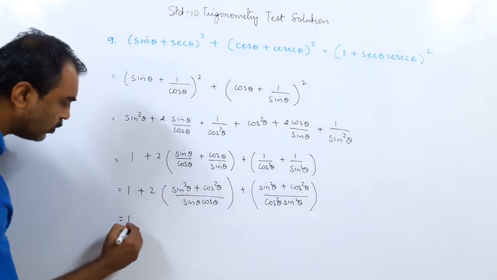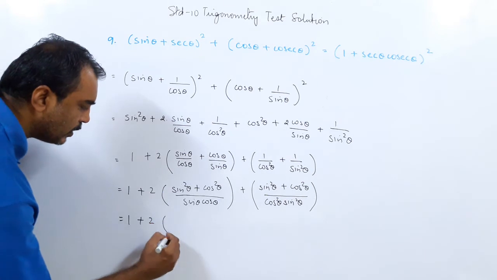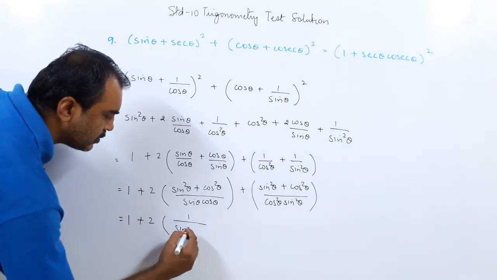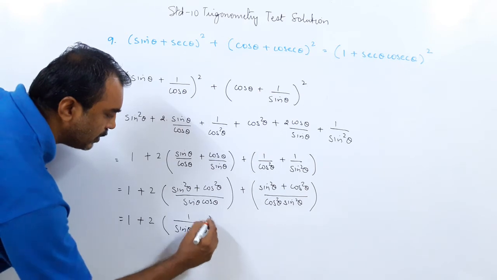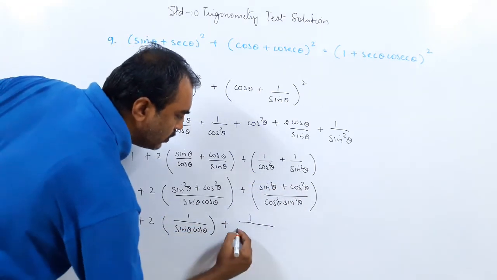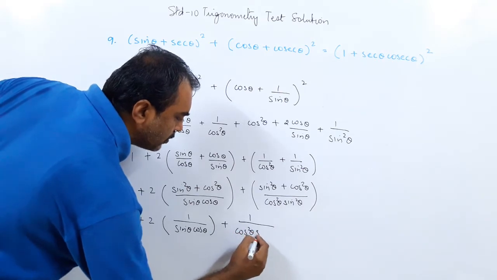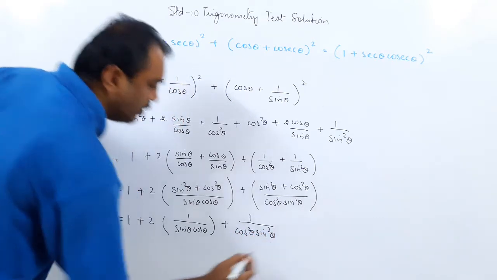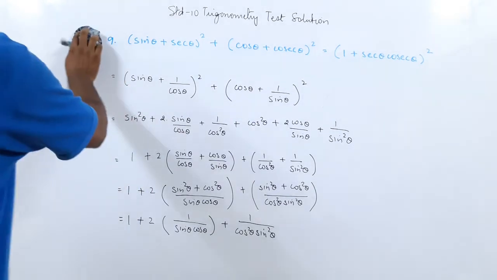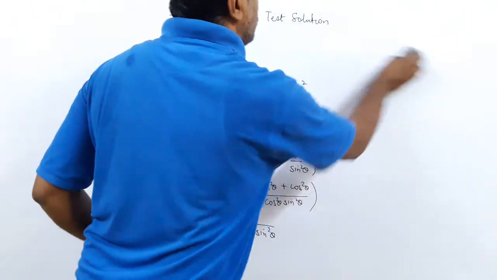So what do you get here? 1 plus 2. Now what is sin square theta plus cos square theta? 1 upon sin theta cos theta plus, what do you get here? 1 upon cos square theta sin square theta. I hope you have followed the steps till here properly. Okay? Now I will continue on the top. I am taking out the sum.